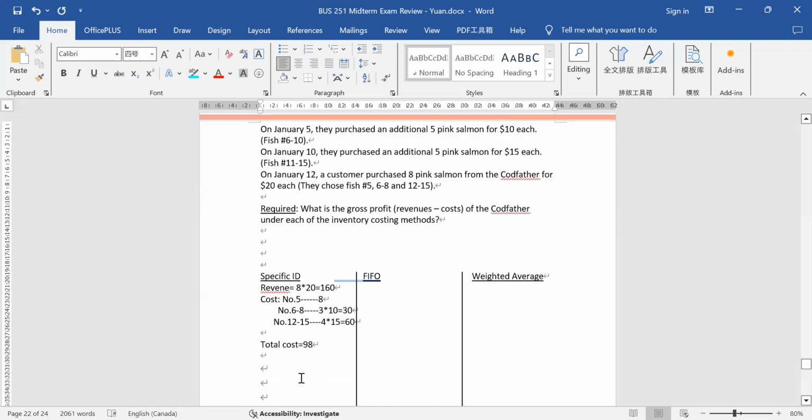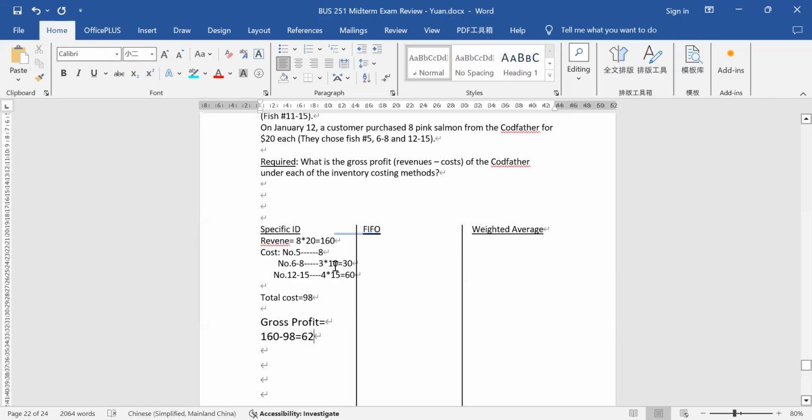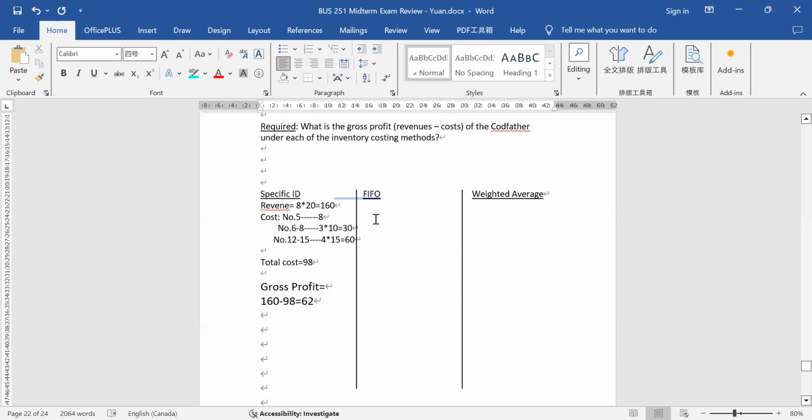So the gross profit will be revenue subtract cost, right? So this is what I mean. Then it equals 62. That's it. That's for specific ID, but for FIFO, let's have a look.